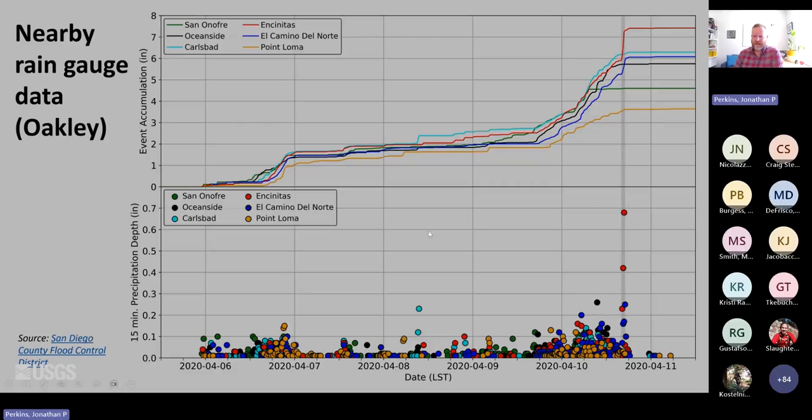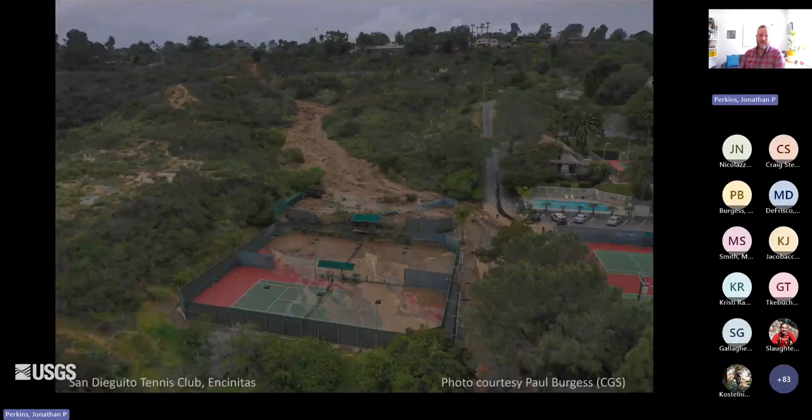And you can see right around April 11th, this big spike, especially in Encinitas, where this thunderstorm produced a short burst of high intensity rainfall, right? And that produced a number of debris flows across the area, including this one. Paul Burgess at one point, I think, gave a Landslide Hazards Program seminar about this event. This was a debris flow that inundated the San Diego Tennis Club in Encinitas, where the tennis court acted as a pretty nice little debris basin for the debris flow.